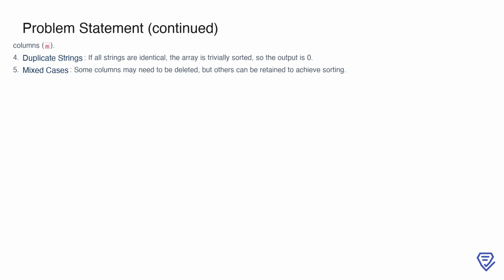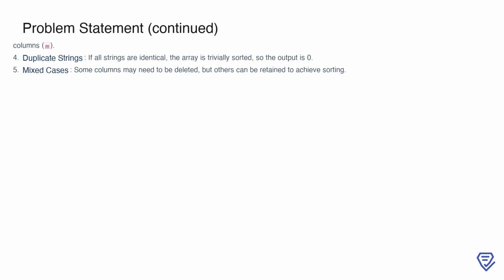For example, in strs equals ["zyx", "wvu", "tsr"], all columns must be deleted to satisfy the sorting condition. Additionally, if all the strings are identical, the array is trivially sorted as well, and no deletions are required. In more complex scenarios, some columns may need to be deleted while others can remain intact to achieve sorting. By considering these edge cases, we can better understand the range of inputs this problem might present and ensure our solution handles them appropriately.